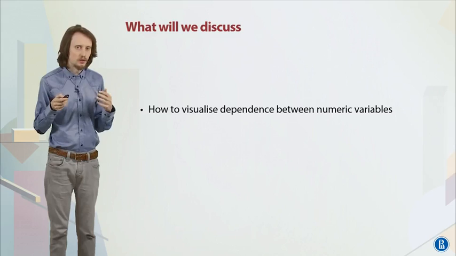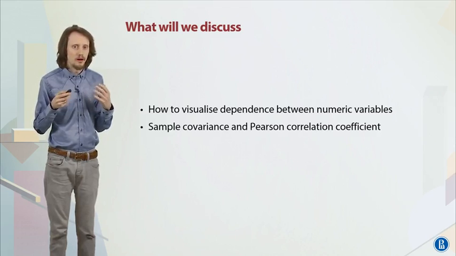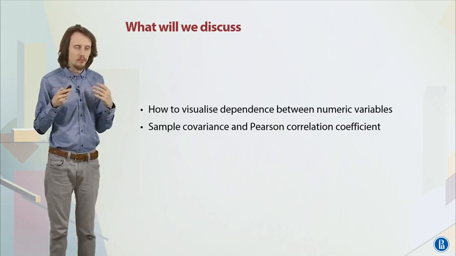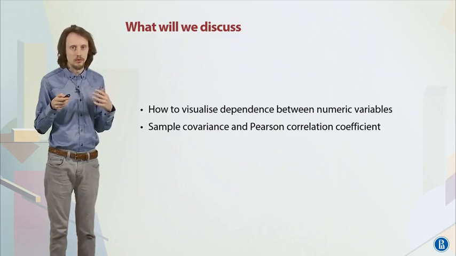We will discuss how to visualize a dependency between numeric variables like was shown in the table before. Then we will provide a definition of sample covariance and Pearson correlation coefficient, which is the most popular way to measure correlation between variables.